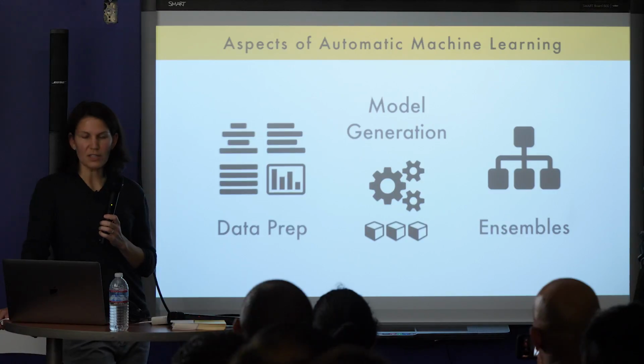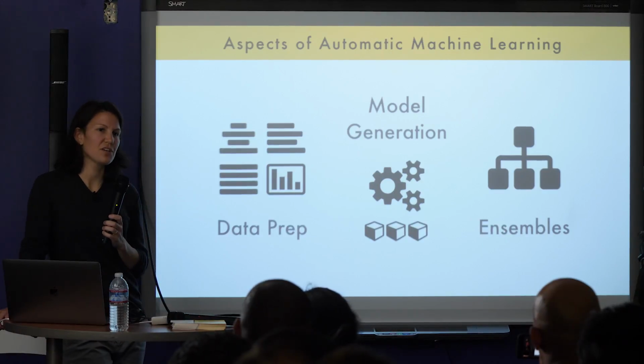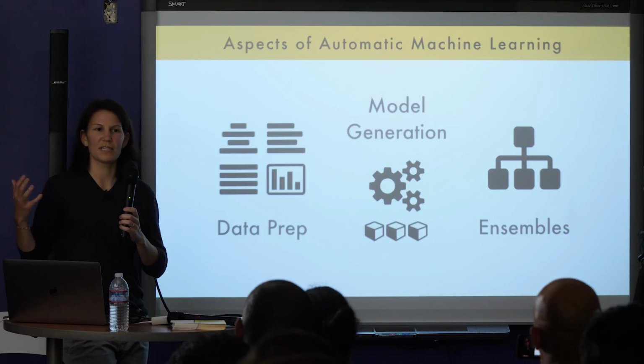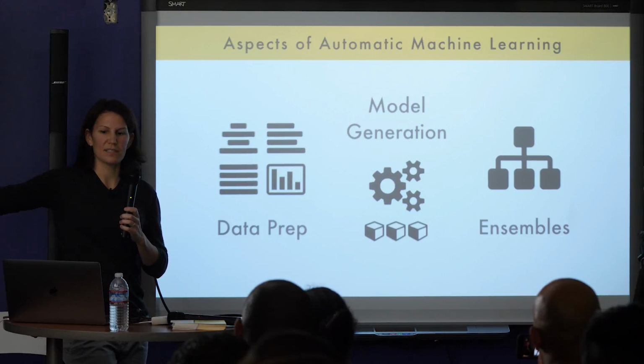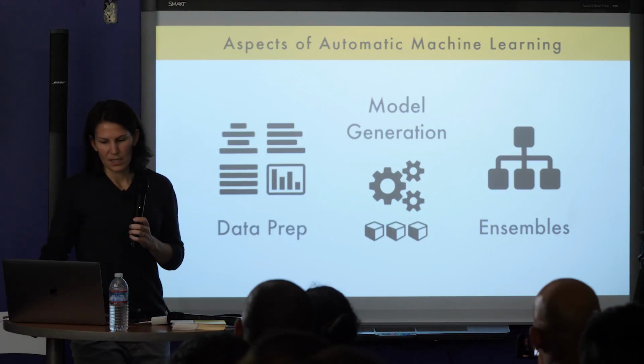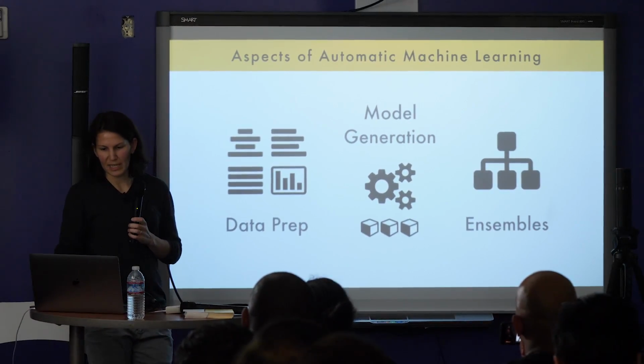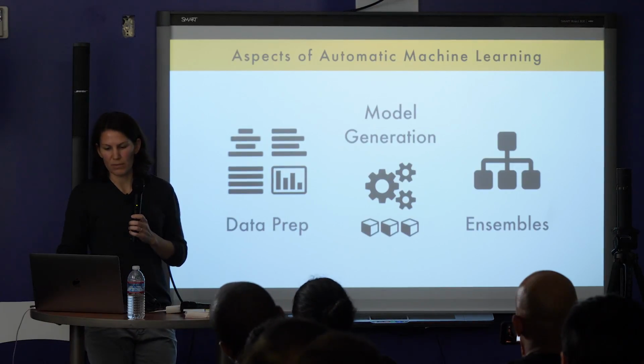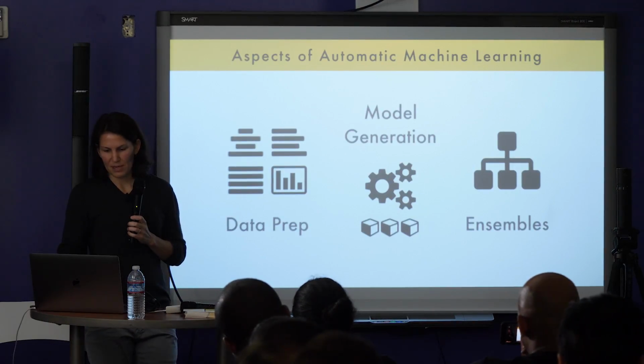And then it could also include things like automatic feature engineering. So once you have your data, is there something you can do to get more data out of that data? That's an important part of machine learning, and it's largely a manual piece up until recently. So that's what I mean by data prep.